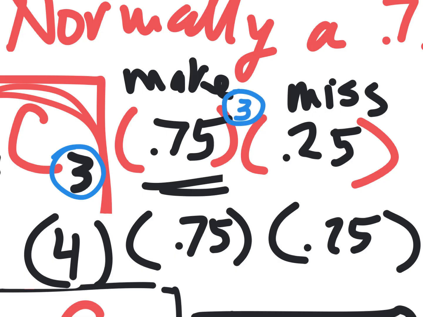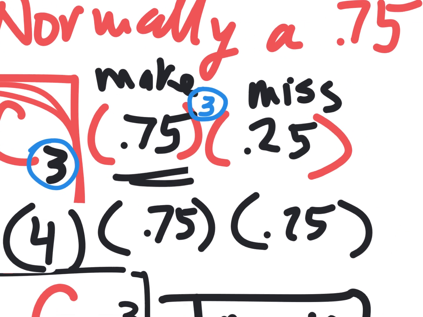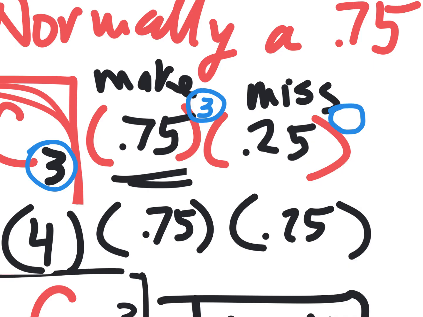I'm going to make 3. So I have 3 0.75s. That's like, I'm going to make 3 of them, so I have 0.75 times 0.75 times 0.75. Now somebody smart's going to figure out what to put here. Say it if you know it. 1 is correct. Why? We had 3 makes and 1 miss.